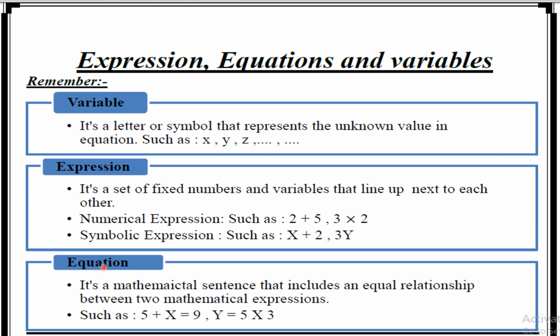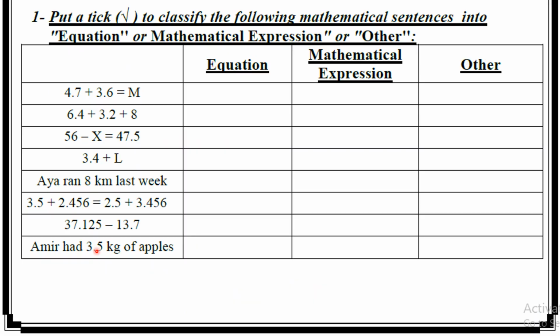And now, equations. An equation is a mathematical sentence that includes an equal relationship between two mathematical expressions, such as 5 plus x equals 9 or y equals 5 times 3. So, in equations, we must have an equal relationship. So, when we have equal, the sentence will be an equation. And now, let's solve this example.